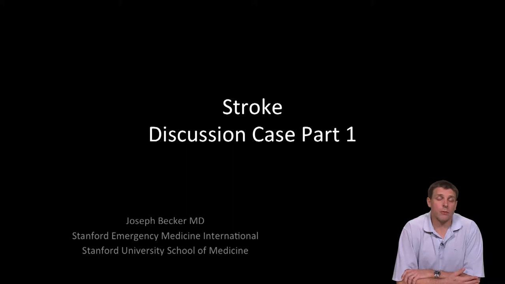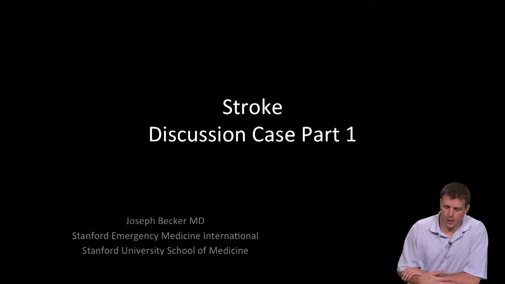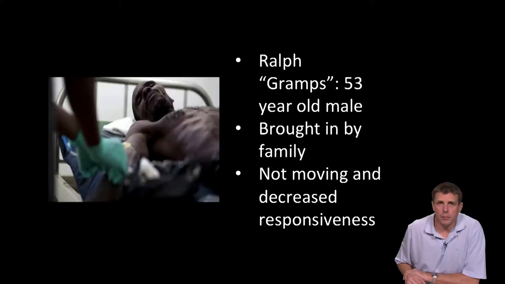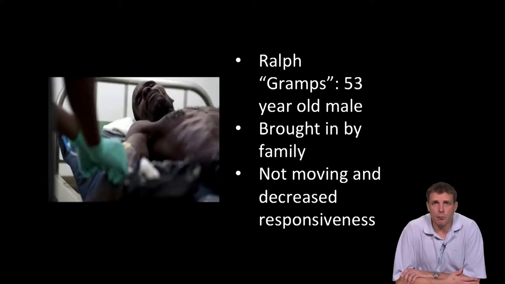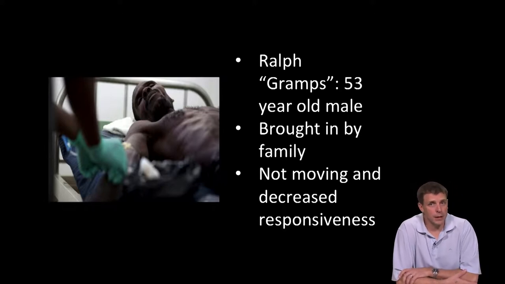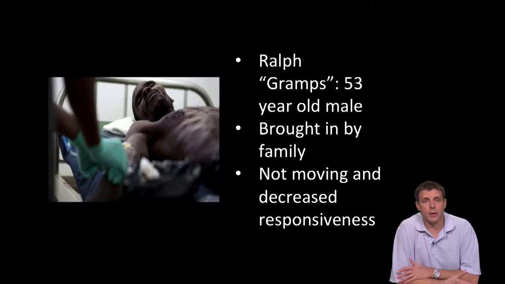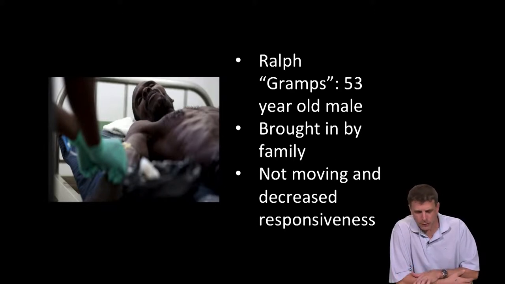So we'll be watching several video clips regarding a patient with stroke. And without further ado, this is a brief introduction of the case. The patient we'll be hearing about is a man named Ralph. He goes by the nickname of Gramps. He's a 53-year-old male. He's brought in by his family, and he's noted to be not moving at least one side of his body, and as well to have decreased responsiveness. He's not speaking as much as he should. So moving along to the first clip, here we go.